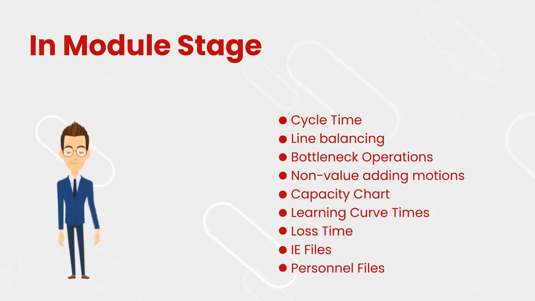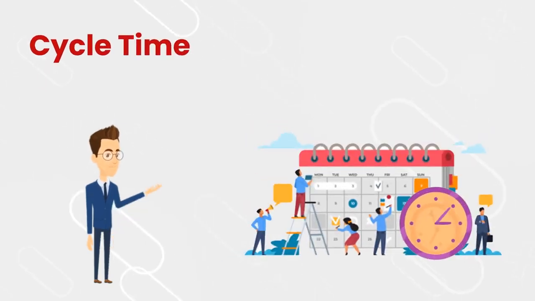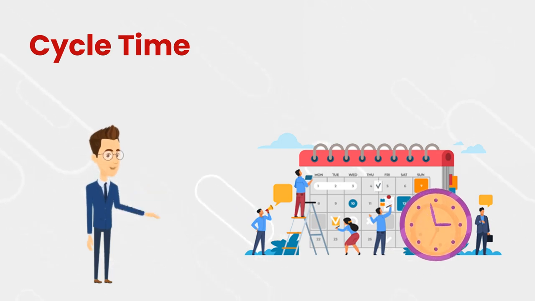IE files, personnel files. Cycle time. Cycle time is the actual time spent working on producing an item or providing a service, measured from the start of the first task to the end of the last task. Cycle time includes both value added time as well as non-value added time.